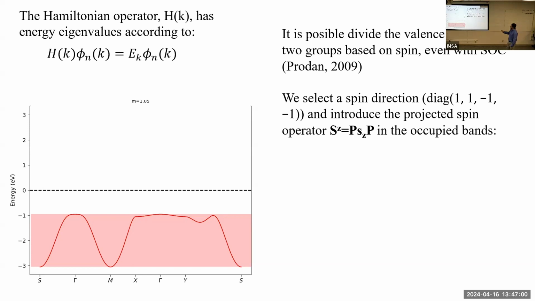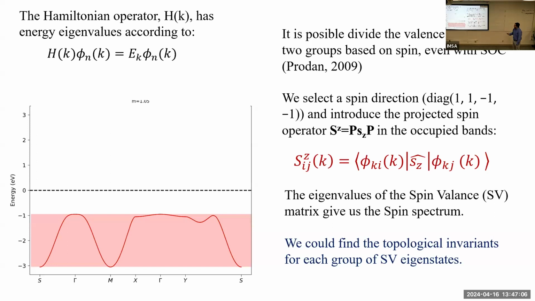And we can project the wave functions and the spin operator only in the valence band. We construct this matrix that should be the spin matrix, similar to the spin operator projector. That is, we have the wave functions and we have our operator, but these wave functions are only the valence bands. And if we diagonalize this matrix, we can construct the spin valence spectrum of our operator in the reciprocal space. And this is what we call spin topology, and the idea is to try to extract the invariants of this new spectrum.